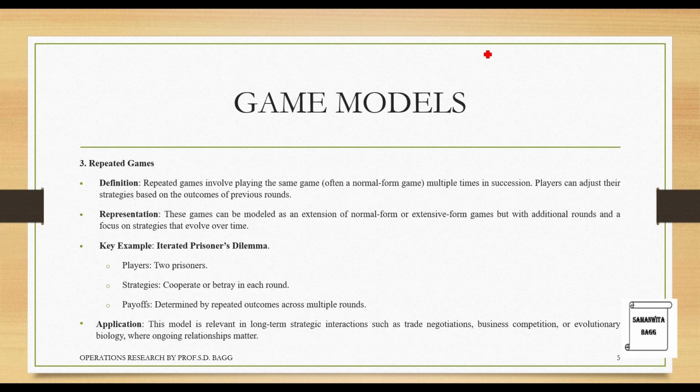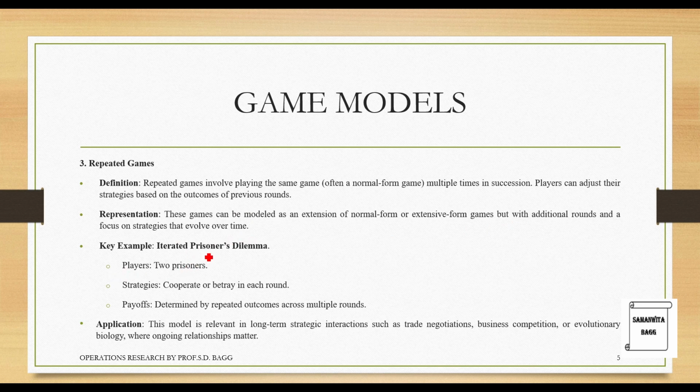The third one is repeated games. Definition: repeated games involve playing the same game, often a normal form game, multiple times in succession. Players can adjust their strategies based on the outcomes of previous rounds. Representation: these games can be modeled as an extension of normal form or extensive form games, but with additional rounds and a focus on strategies that evolve over time.